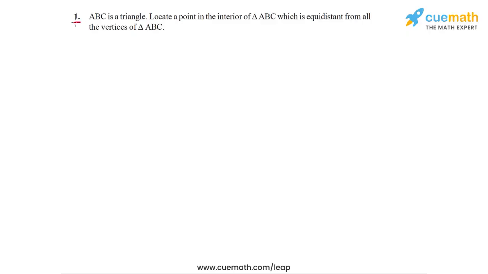In question 1 of this exercise, the problem statement says ABC is a triangle. Locate a point in the interior of triangle ABC which is equidistant, or at the same distance, from all the vertices of triangle ABC. So inside any triangle ABC given to us, we have to find that point which is at the same distance from all the three vertices of the triangle.